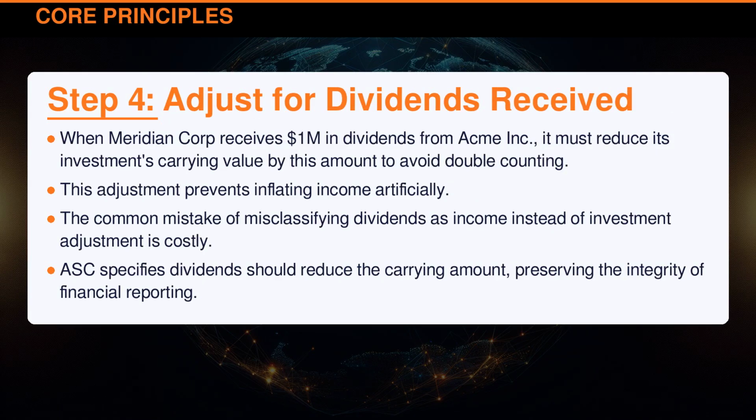When Meridian Corporation receives $1 million in dividends from Acme Incorporated, it must reduce its investment's carrying value by this amount to avoid double counting. This adjustment prevents inflating income artificially. The common mistake of misclassifying dividends as income instead of investment adjustment is costly. ASC specifies dividends should reduce the carrying amount, preserving the integrity of financial reporting.